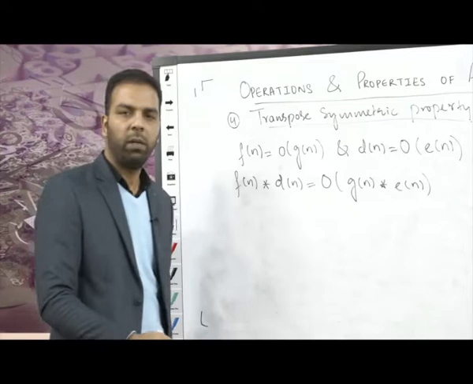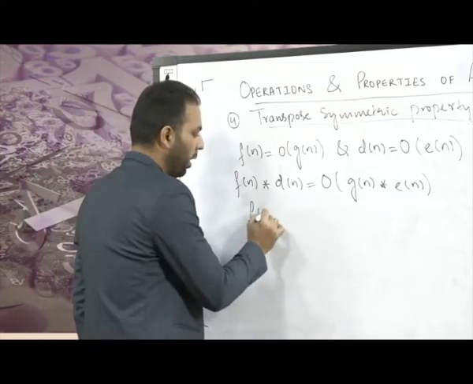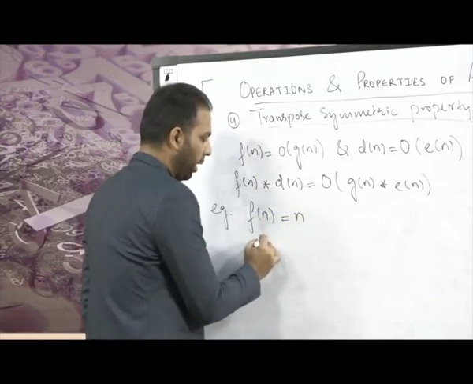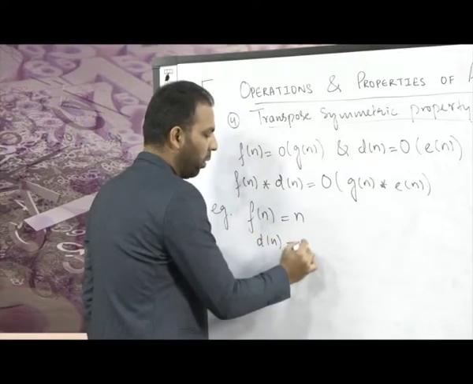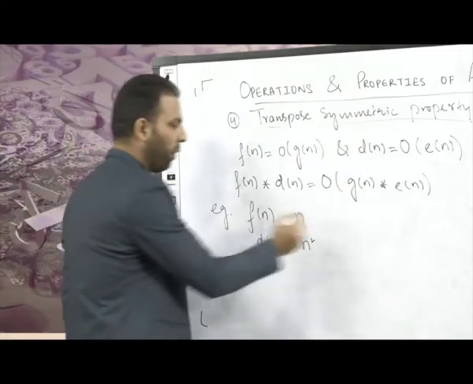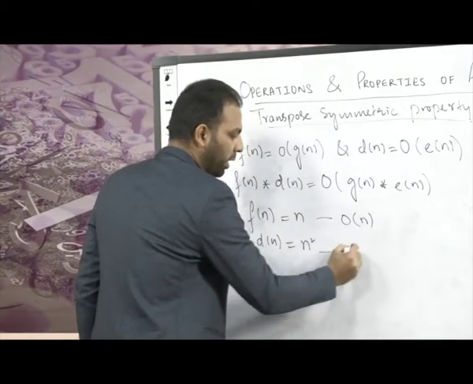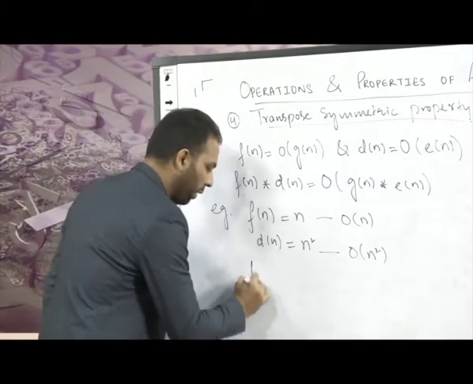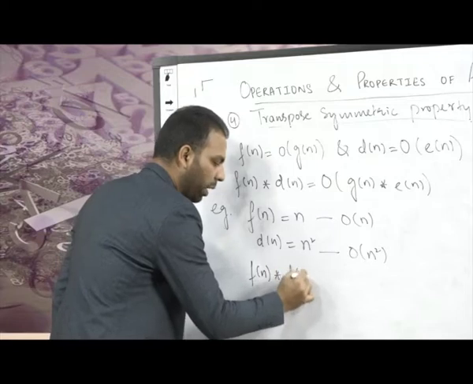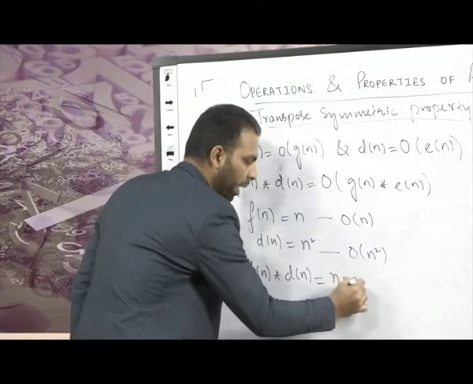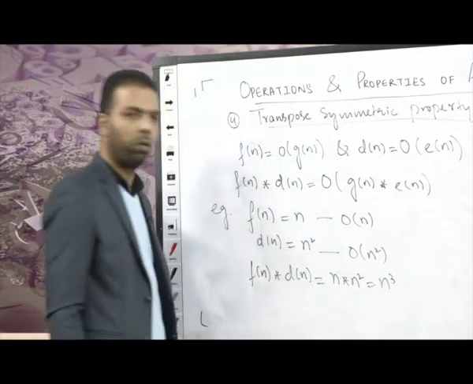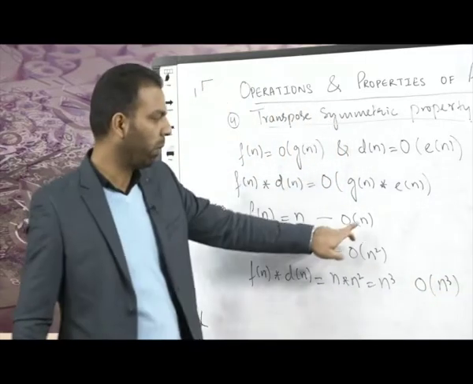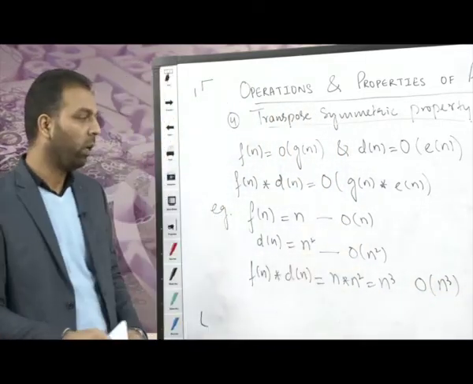So we'll take the same example as the previous one. If f of n is equal to n and d of n is equal to n square, okay, f of n was order n, and this is order n square. So what will happen if we multiply f of n and d of n? f of n multiplied by d of n will be equal to n multiplied by n square, which will be equal to n cube. Okay, so it is order of n cube. And how do you get order of n cube? When you multiply these two, n square into n, that is your n cube.